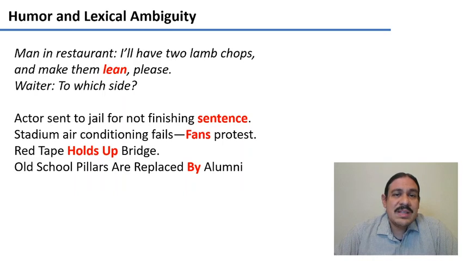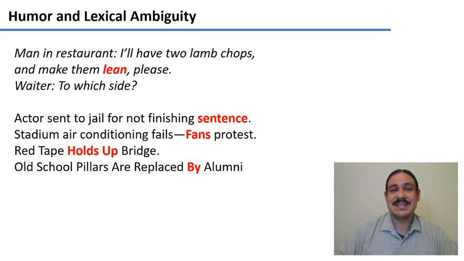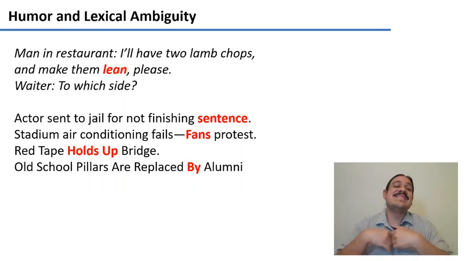People use lexical ambiguity to make attempts at humor. For example, the first one is an excellent example of the genre of dad jokes. "I'll have 2 lamb chops and make them lean, please." "To which side?" As you can see, the joke depends on the fact that lean has 2 different meanings. Lean can mean to have little fat or to support yourself against a surface.